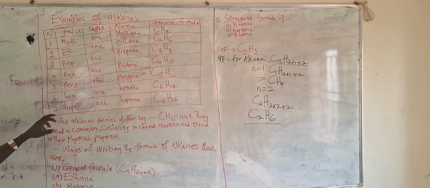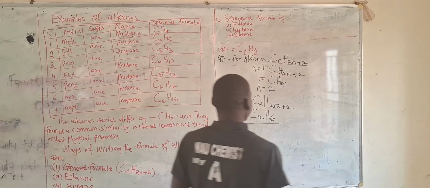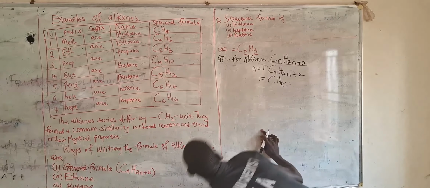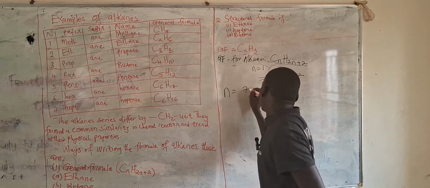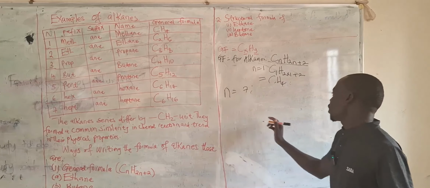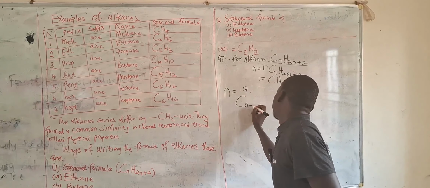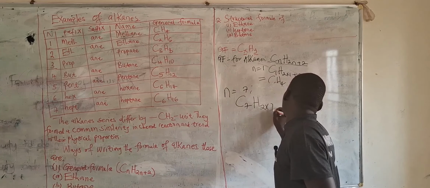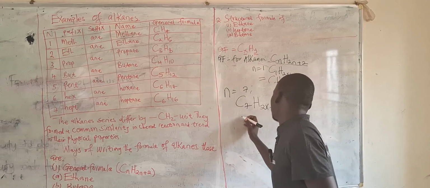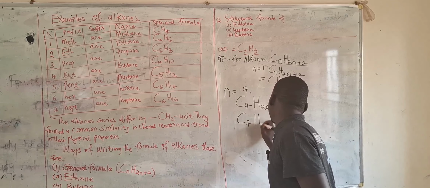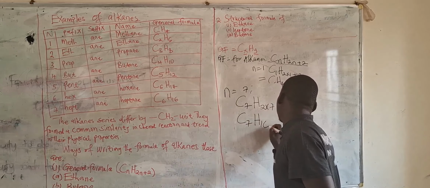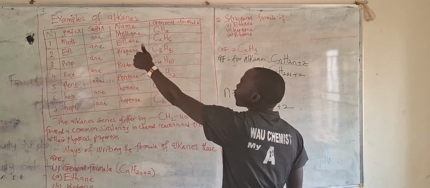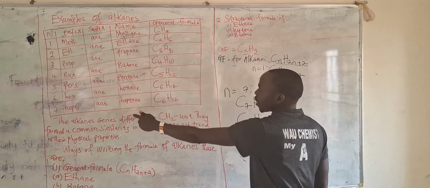Let's try the one for 7. If n is equal to 7, we put it in the general formula: C7, then the hydrogens, 2 times 7 plus 2, so we get C7H16, since 14 plus 2 is 16. This one is heptane. So we call these methane, ethane, propane, butane, pentane, hexane, heptane.